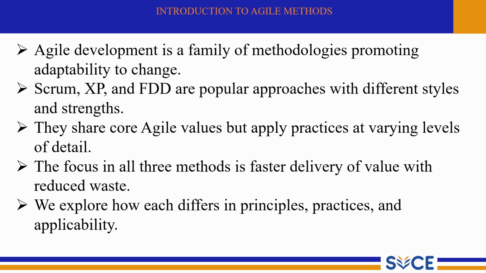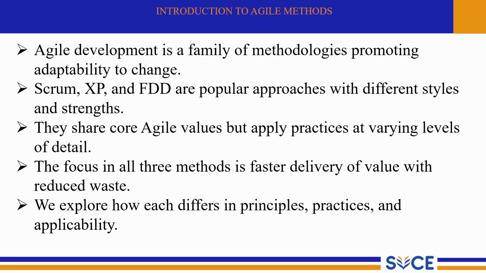The focus in all three methods is faster delivery of value with reduced waste. That means agile methods aim to deliver working software quickly in small increments. Instead of waiting months for a big release, teams deliver in short cycles, that means 2 to 4 weeks. This reduces waste such as unnecessary documentation, long delays or unused features. We explore how each differs in principles, practices and applicability.